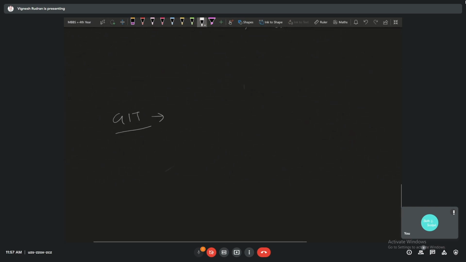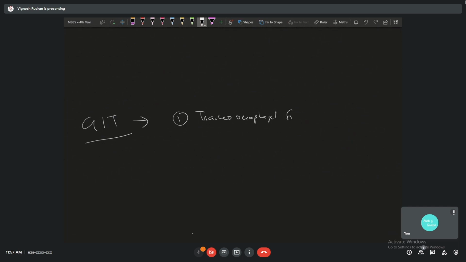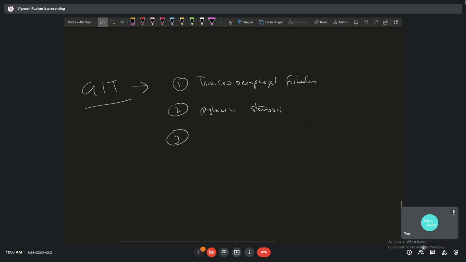So various important topics in GIT are going to be: one, tracheoesophageal fistulas; two, pyloric stenosis; three, necrotizing colitis; four, Hirschsprung disease; and the last one, neonatal jaundice.